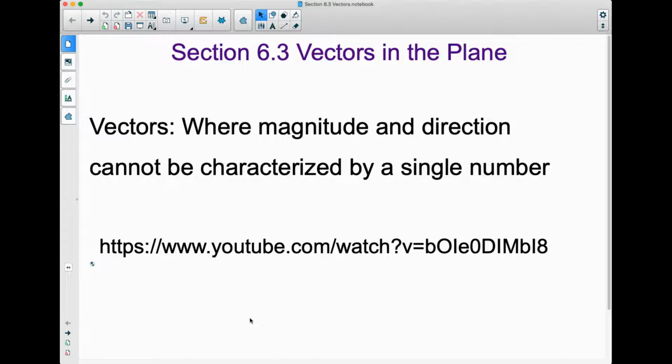So, where magnitude and direction cannot be characterized by a single number. That's our definition that we're looking at.